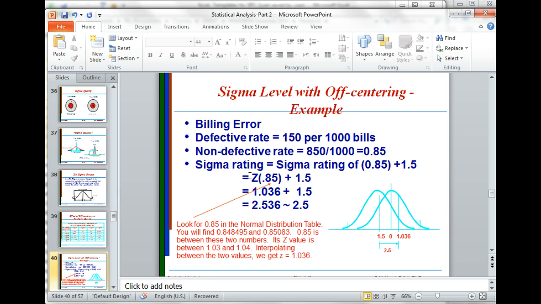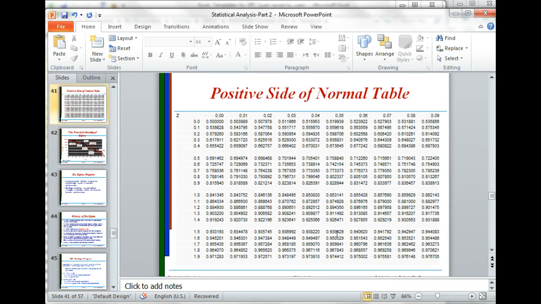Now, how do we get this? Let me go to a normal table, and we have this in the resources. You could use a normal table in the book, but this is more detailed. So the z-value that we talked about in the first module, the cells of this table represent the probability, the percent not defective. I had 0.85, so if I look through this table to find my value, it's somewhere between these two: 0.848495 and 0.85083. I can take roughly this, or I can interpolate between these two. Now, what is the corresponding z? The z value for this is 1.03 or 1.04 or somewhere in between.